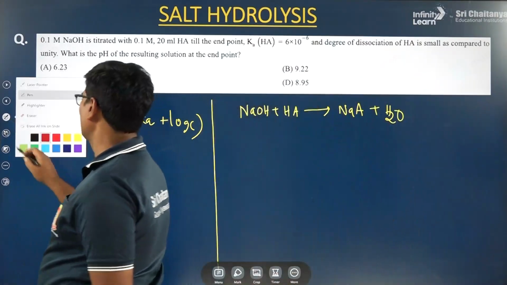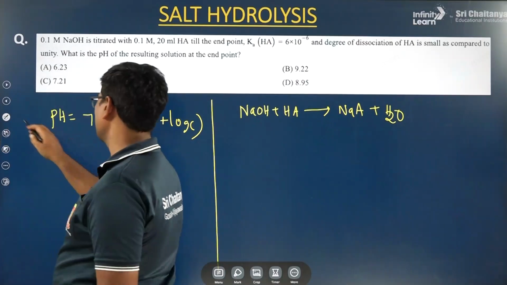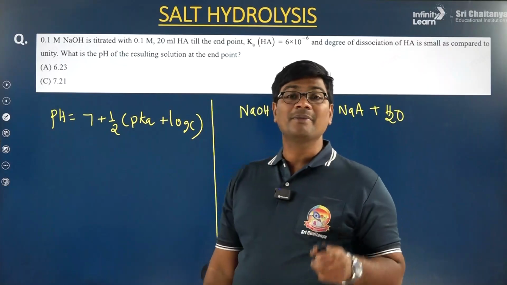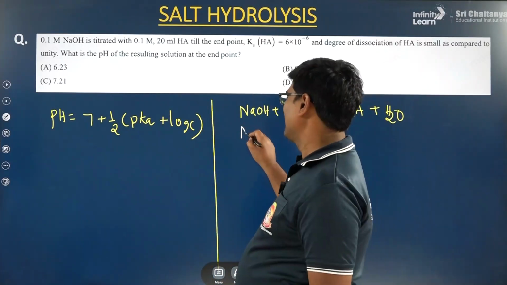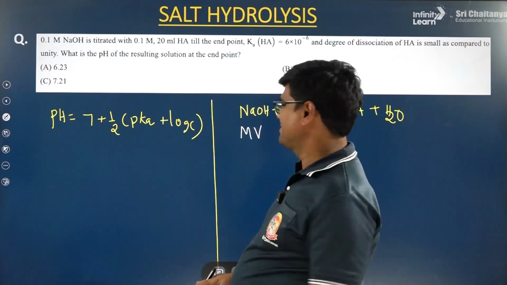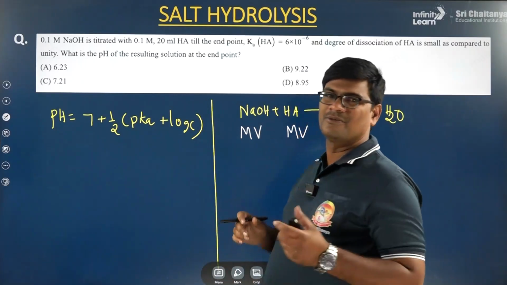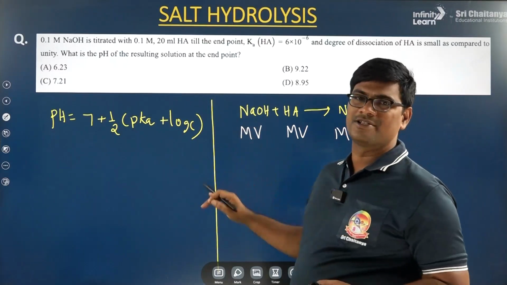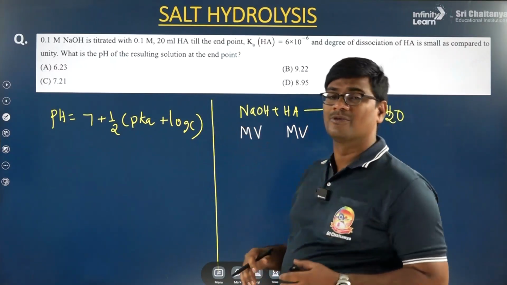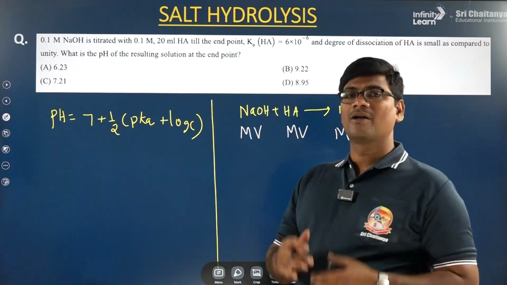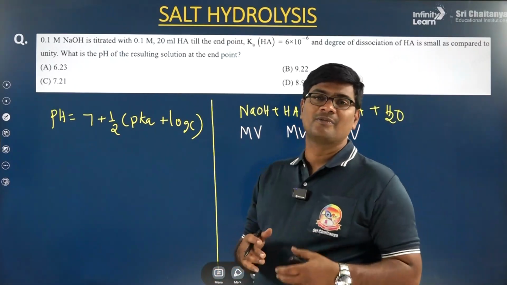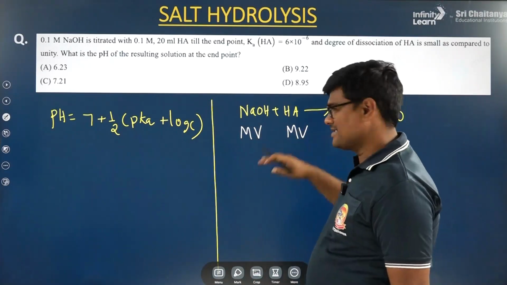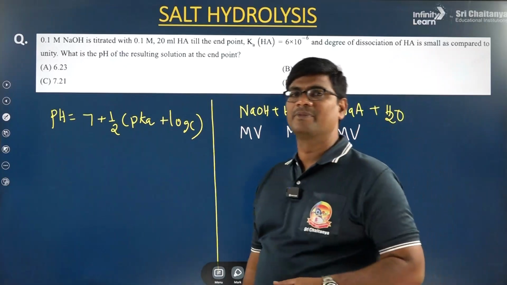Then, if you go for millimoles, how do we calculate millimoles? Millimoles are calculated as molarity into volume in milliliters. You know how to calculate the number of moles: molarity into volume in liters. Molarity into volume in milliliters becomes the number of millimoles. So MV of NaOH reacts 1:1 with MV of the acid and produces MV of the salt, and water is actually the medium, therefore I am not counting that.